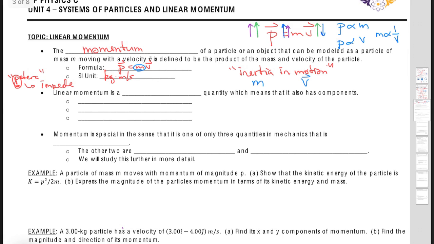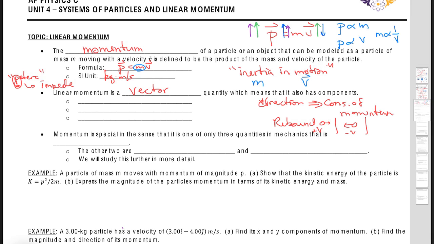All right. Now, linear momentum is a vector quantity, which means it also has components, and we also have to account for the direction. This is important when you do conservation of momentum, especially if two objects are heading towards each other. It's also rebound type questions where this applies. So if I'm going in and I rebound off a wall or a floor, my velocity is positive going in, but it's negative coming out.